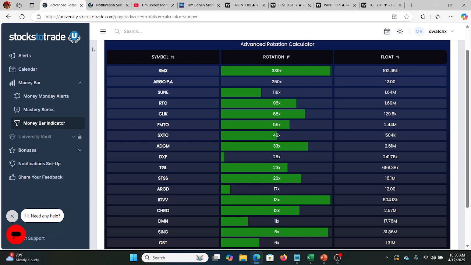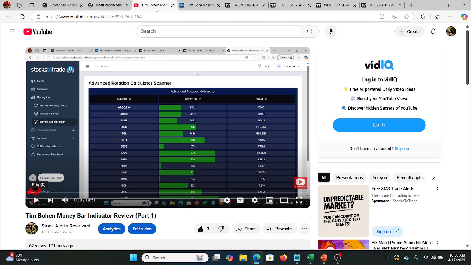But if you look on the left here, this is inside the dashboard, you do get alerts every Monday, and you can typically get somewhere between one and five alerts depending on any conditions that are met inside this program. So Tim actually picks them based on the float rotation and all this stuff that we talked about yesterday. I'll leave a link to yesterday's video, which is this one right here, which talked in much more detail about the rotation, the float rotation stuff, and the actual bar indicator itself.